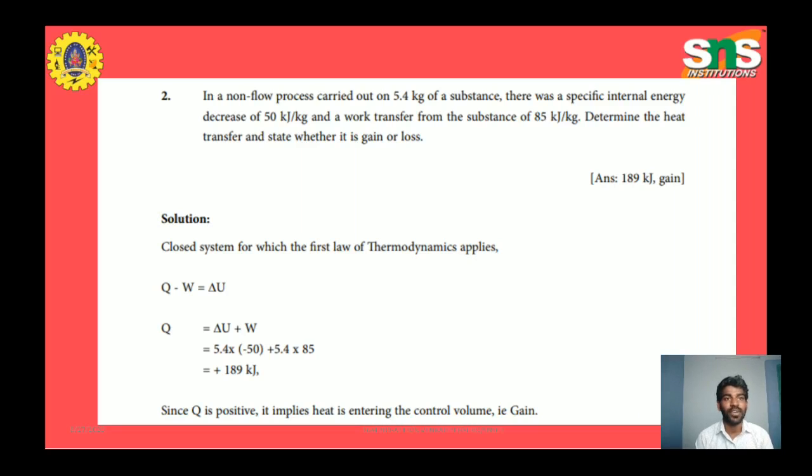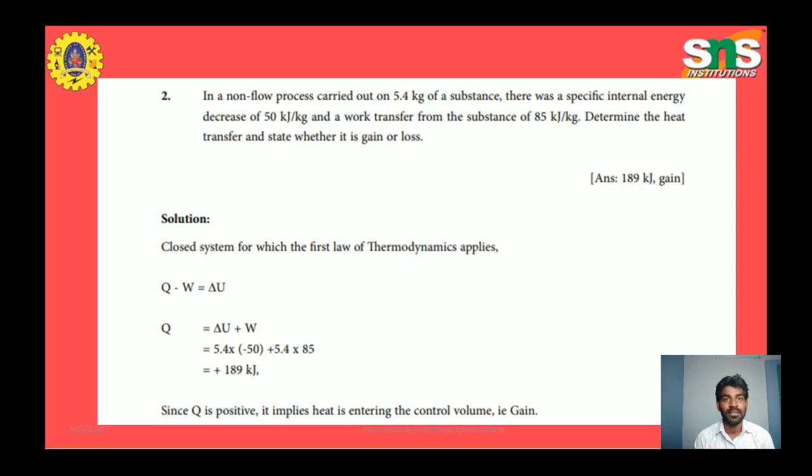Similarly, we first find the given data and what is to be found. From the given data, the mass is 5.4 kg and there was a specific internal energy decrease, that is del U of 50 kilojoule per kg. Here it indicates a decrease, so we give the negative value. So the change in internal energy is minus 50 kilojoule per kg and the work transfer from the substance is 85 kilojoule per kg. So W is equal to 85 kilojoule per kg. Determine the heat transfer and state whether it is a gain or loss.